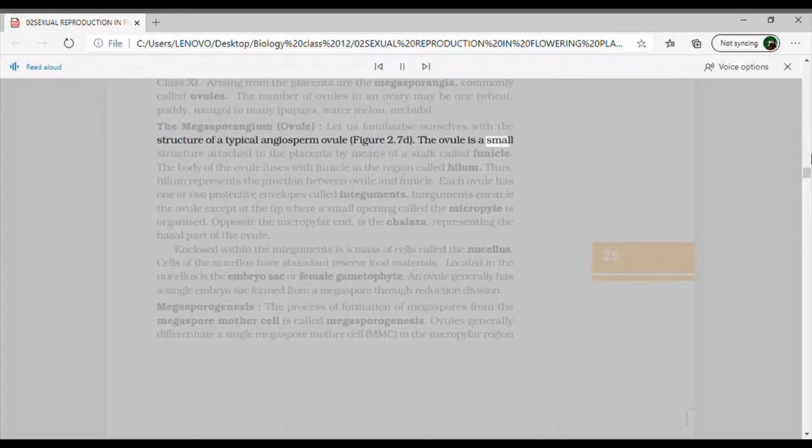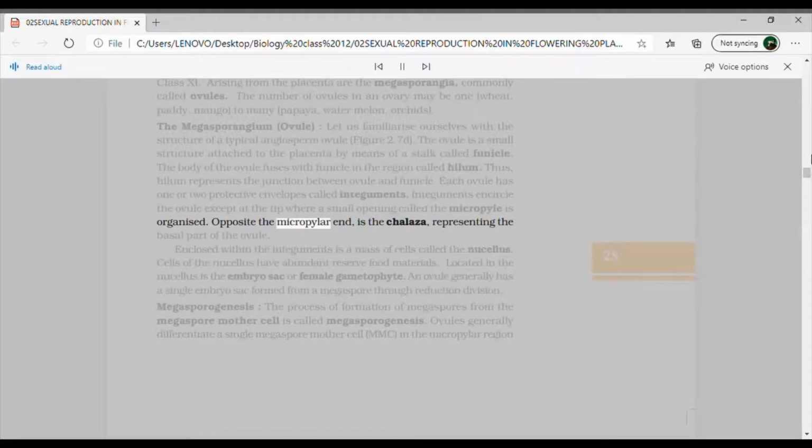The ovule is a small structure attached to the placenta by means of a stalk called funicle. The body of the ovule fuses with funicle in the region called hilum. Thus, hilum represents the junction between ovule and funicle. Each ovule has one or two protective envelopes called integuments. Integuments encircle the ovule except at the tip where a small opening called the micropyle is organized.